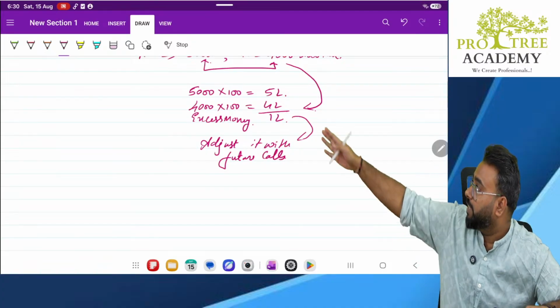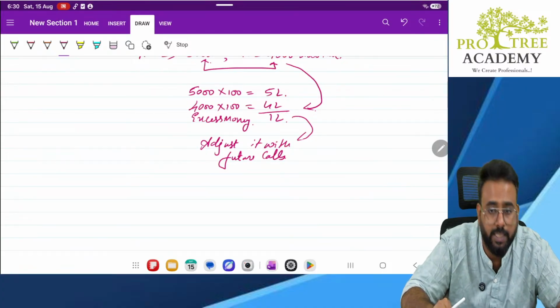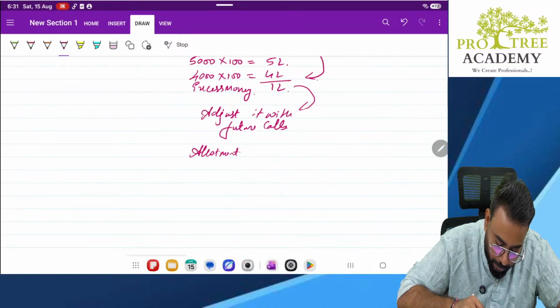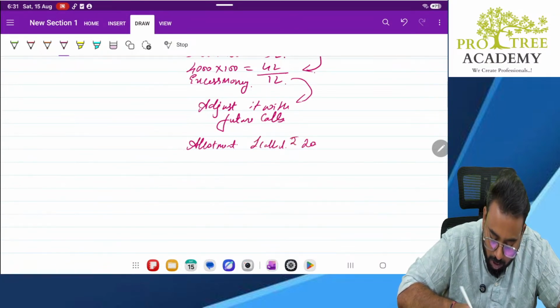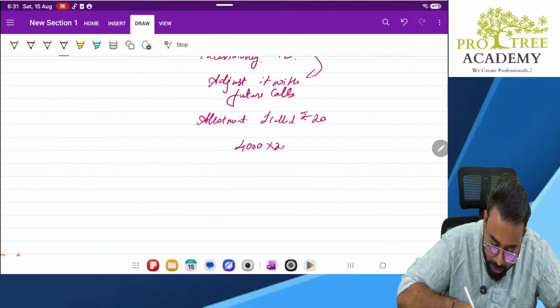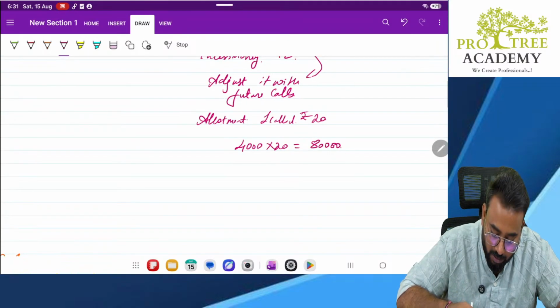That means, have I received the money in advance? Yes. I called 20 rupees on allotment. Into 4,000 shares, that is 80,000. He has to pay 80,000.